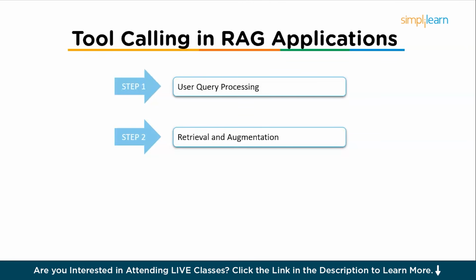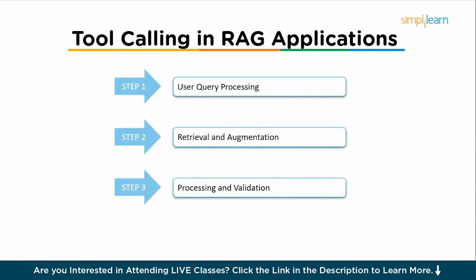Now moving on to the third step, we have processing and validation. Once the retrieval process is complete, the system processes the obtained data to ensure its accuracy and relevance before using it in the final response. So if multiple documents or data points are retrieved, the system ranks them based on relevance and may apply summarization techniques to condense large amounts of text into digestible insights.